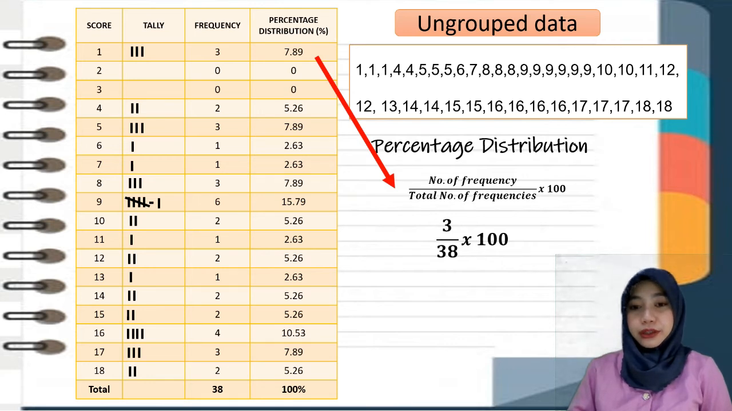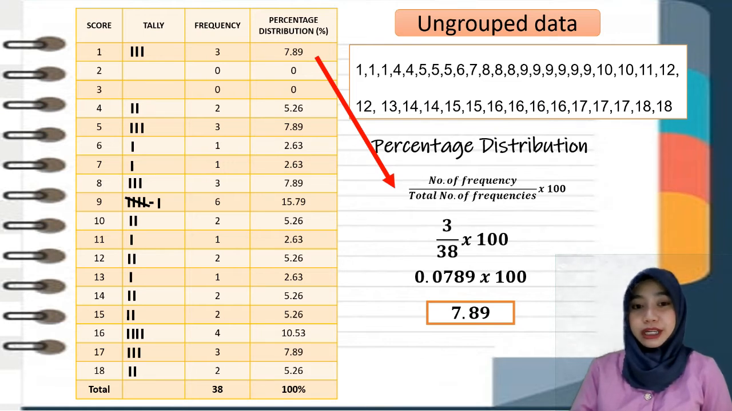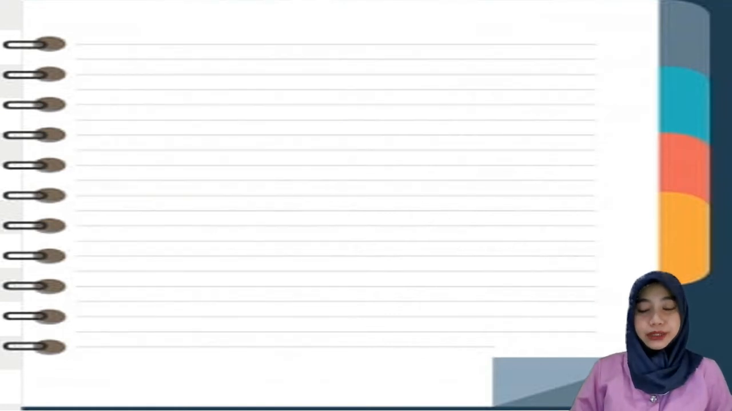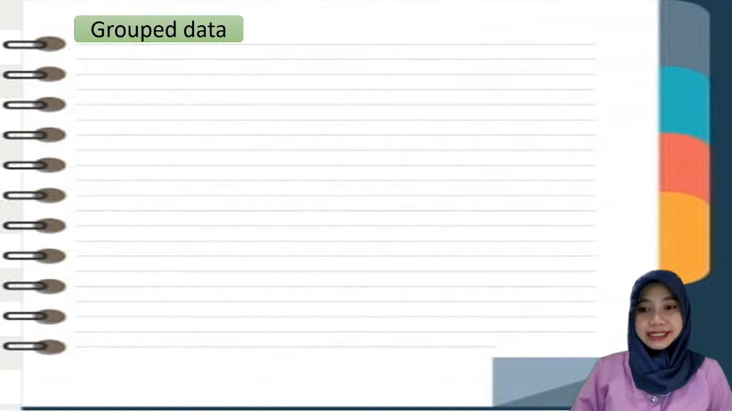So 3 divided by 38 is 0.0789 times 100. We will have 7.89 as the percentage distribution. We will also use this formula to find the percentage distribution with the rest of the data. You have to sum it all and write the total below, which is 100%. We are now done with the ungrouped data. Let's proceed with the grouped data.